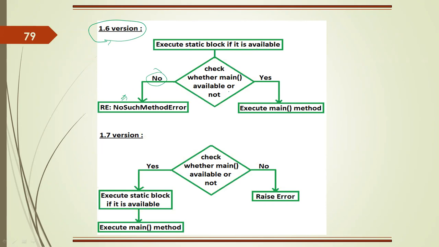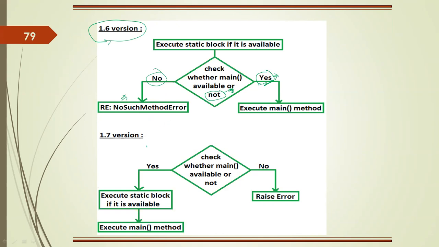Check whether the main method is available or not in Java 7. If yes, then it's true, then it executes the main method. Check whether the main method is available or not. It doesn't matter. If not available, then it gives a NoSuchMethodError.